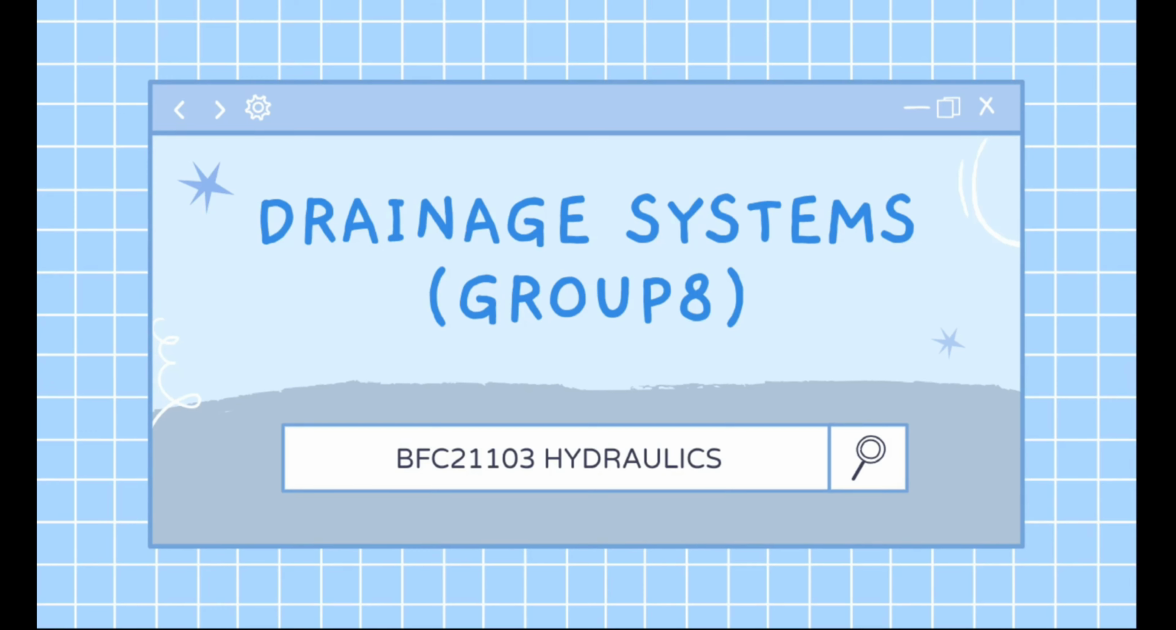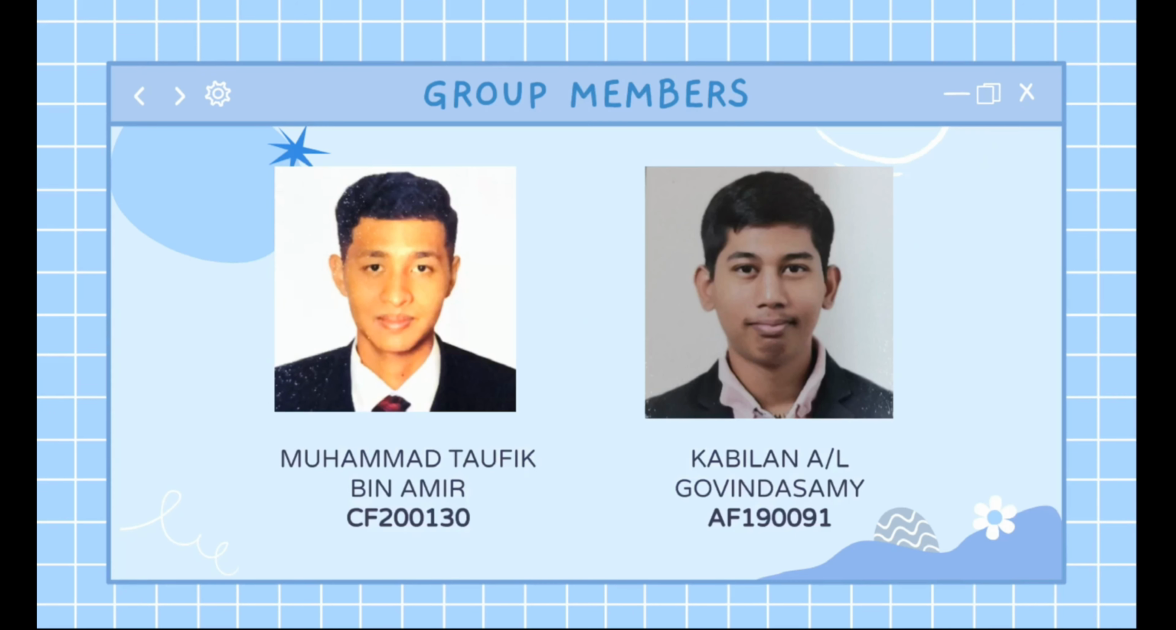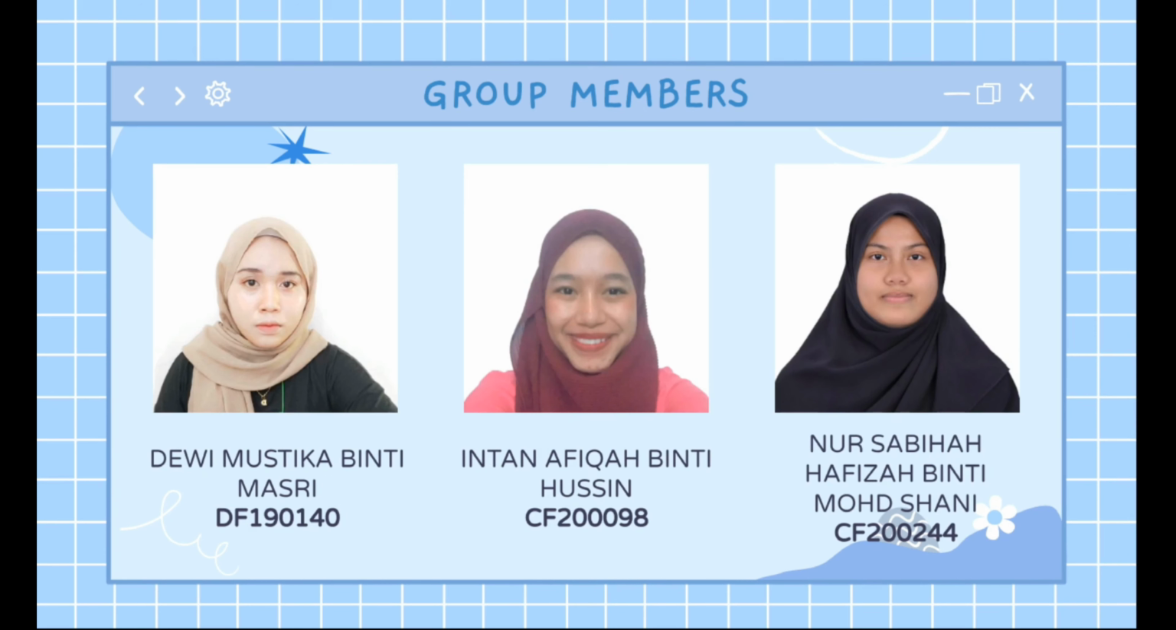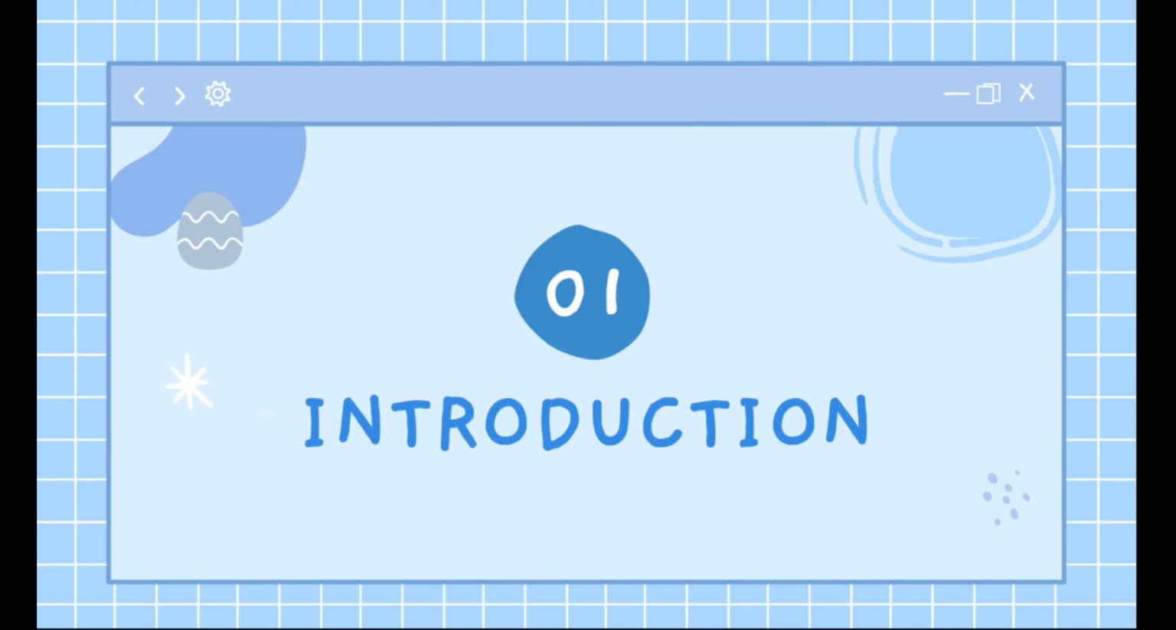We are from Group A and are going to present about the drainage systems. These are our group members: Muhammad Taufik bin Amir, Kabilan Govindasamy, Dewi Mustika binti Masri, Intan Afika binti Hussein, and Nur Sabiha Hafiza binti Muhammad Shani. My name is Intan Afika binti Hussein. I will talk about the introduction.